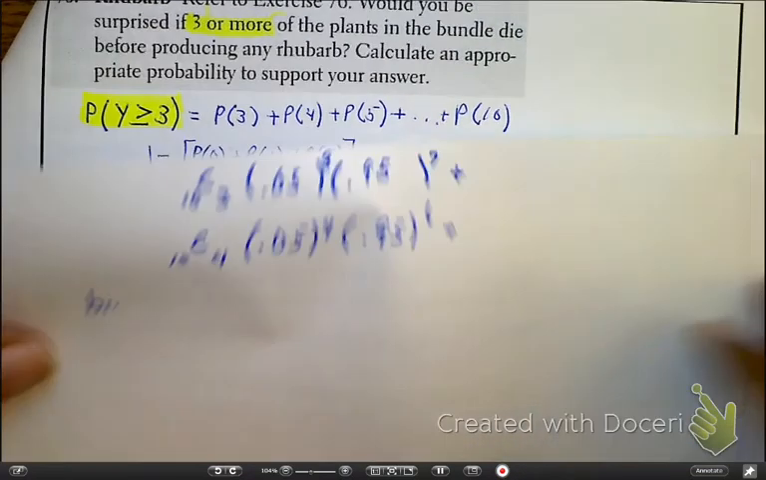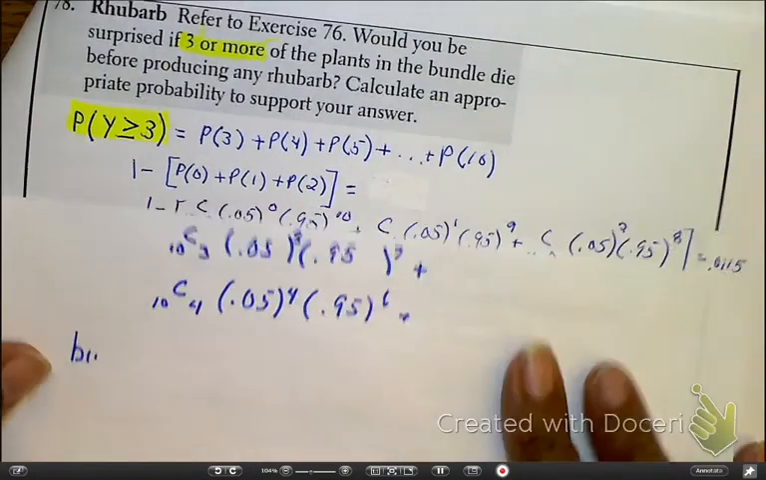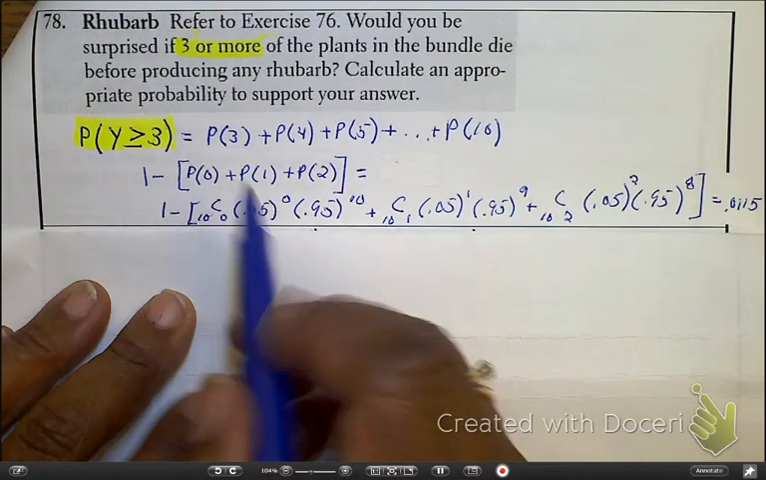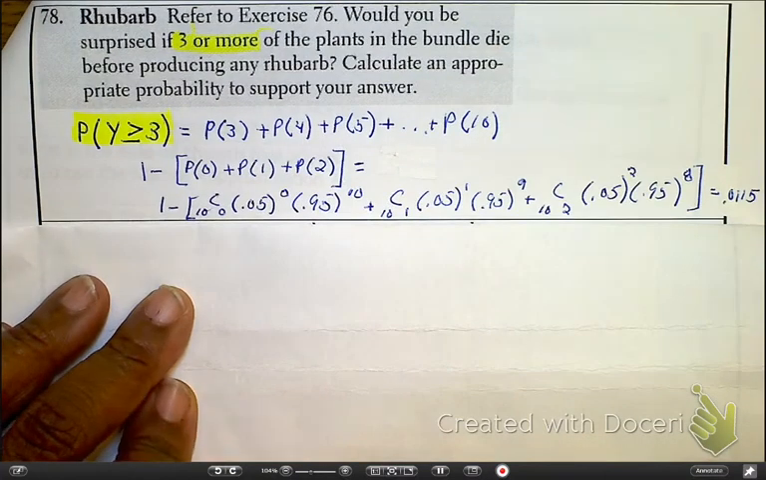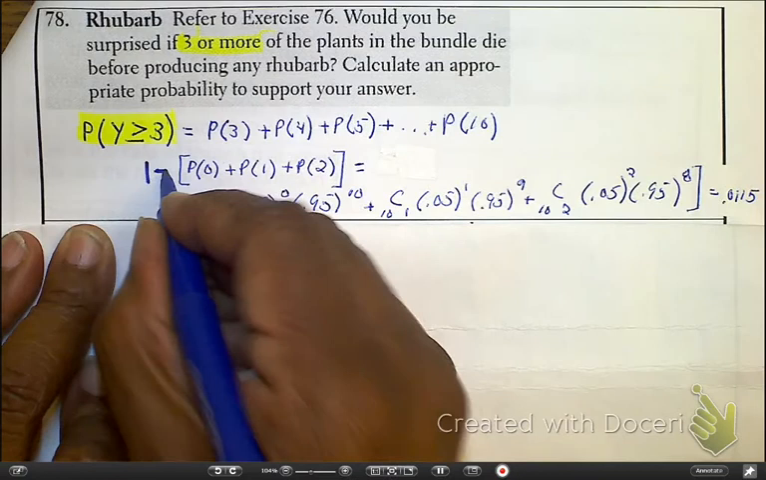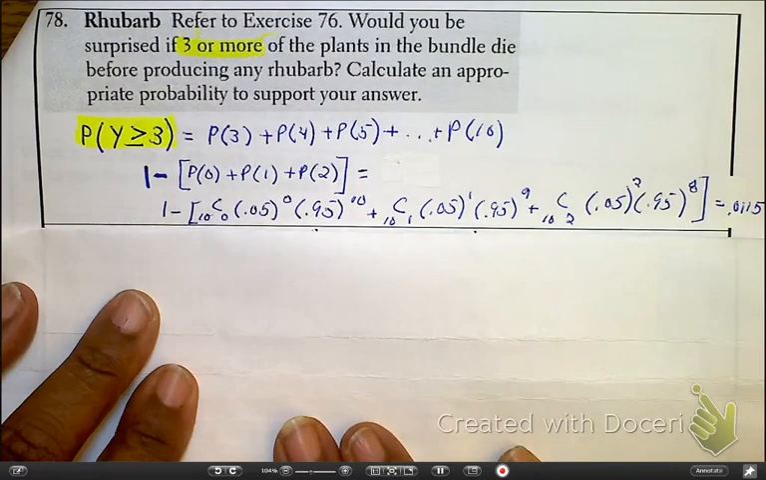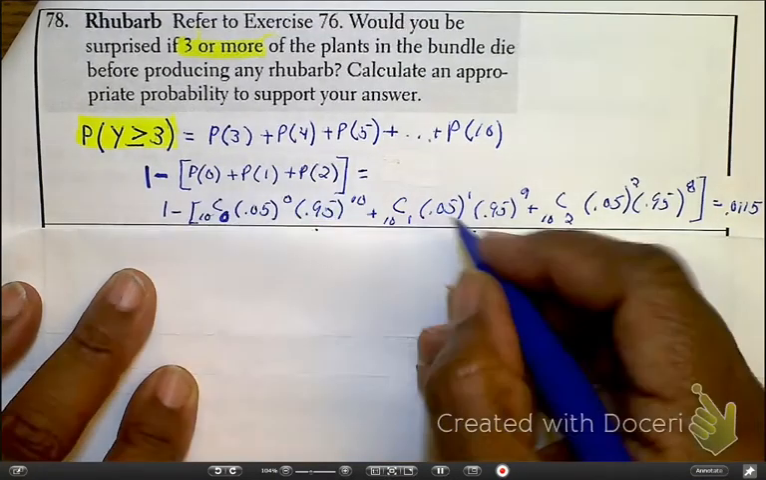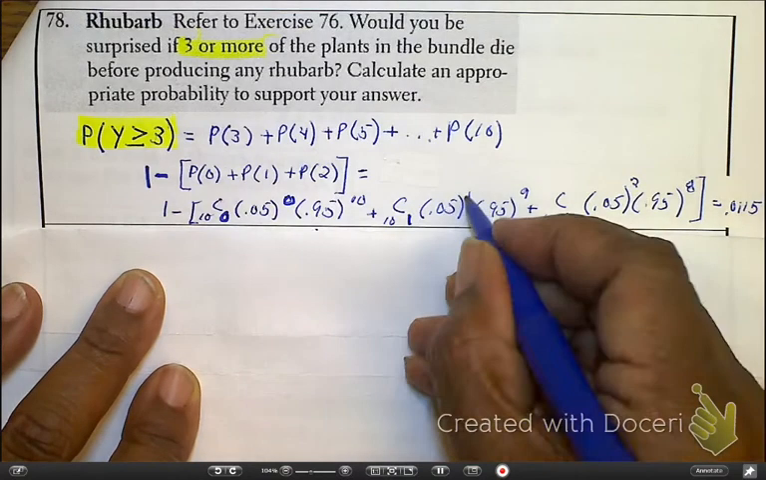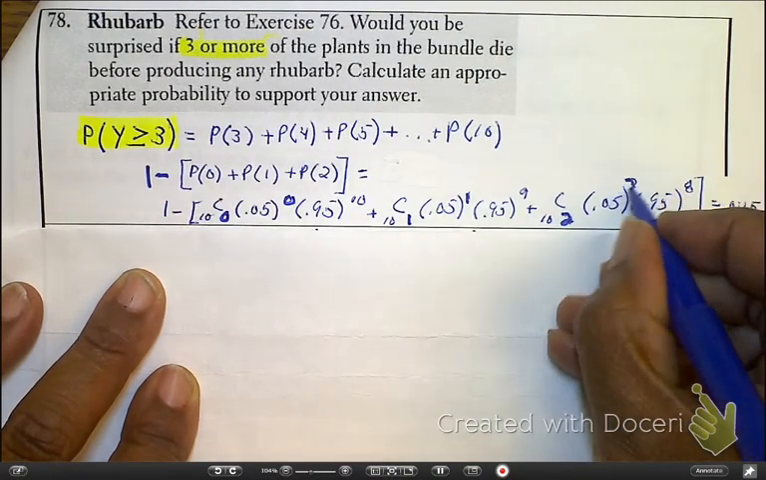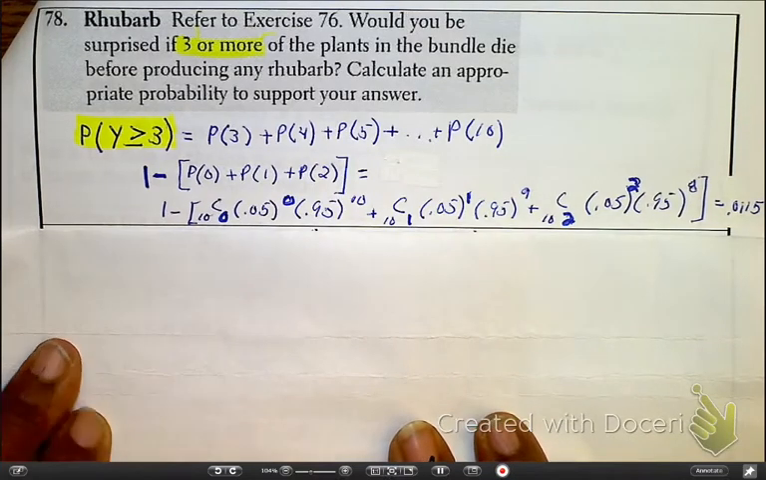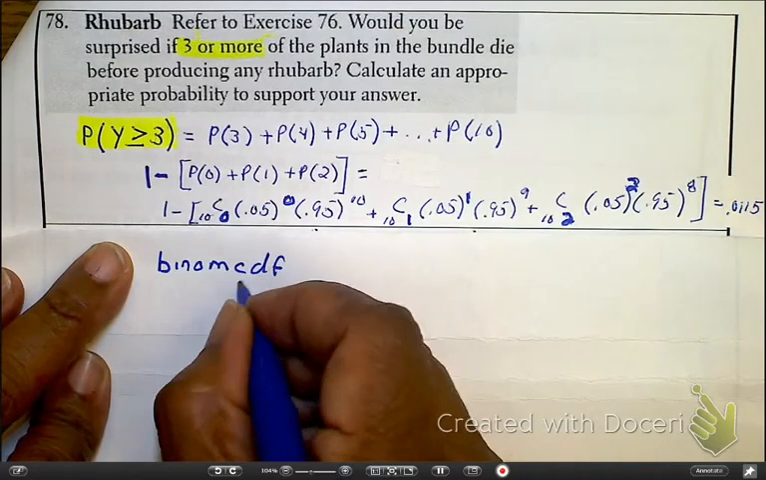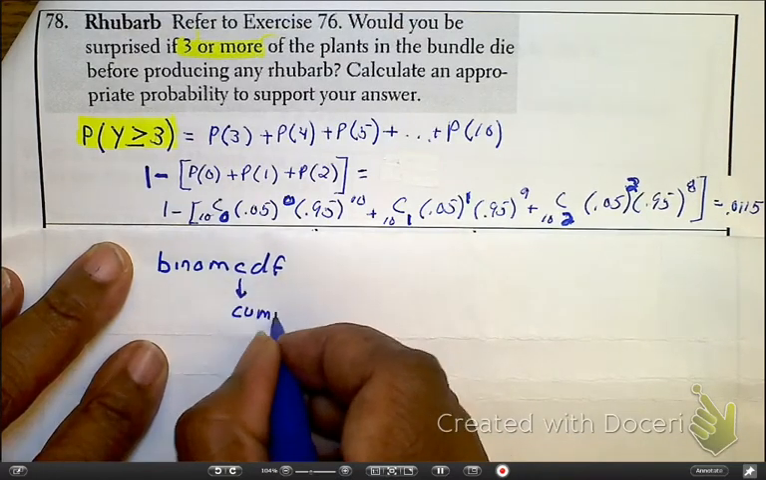I do have another option, which is right here, which is the probability of finding 0, 1, and 2, because that's not what I want. And then I'm going to subtract that from 1. And here, doing the exact same thing, except I have the combination of 10 choose 0, and here's the 0, 10 choose 1, and here's the 1, 10 choose 2, and here's the 2. But wait for it, there's another way. We can use binom CDF. And you know the C stands for cumulative.